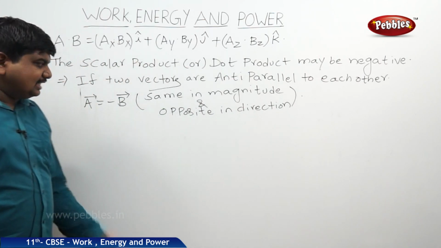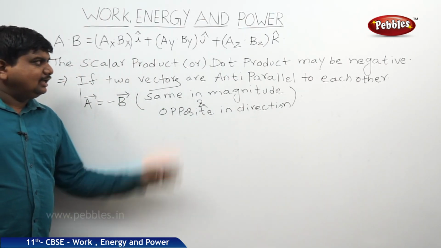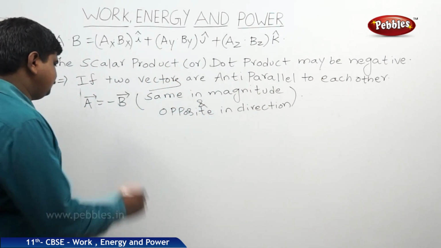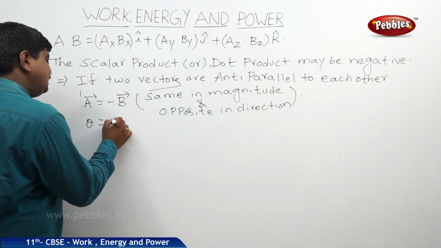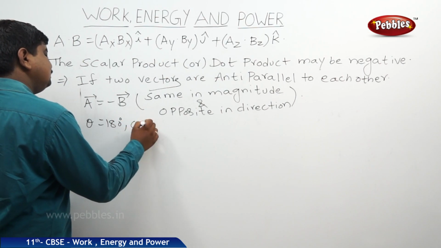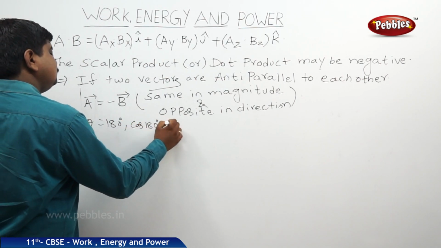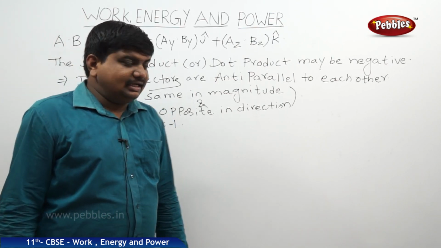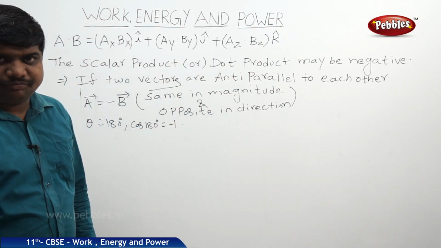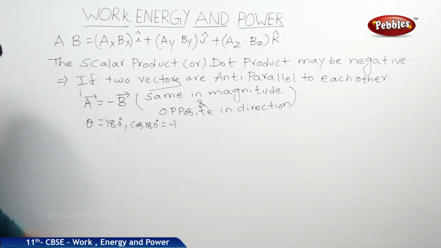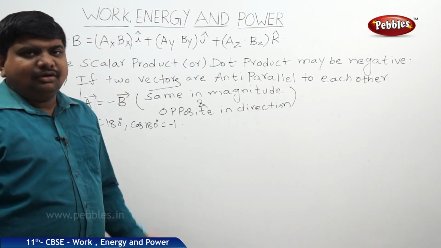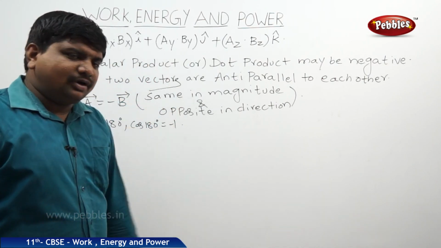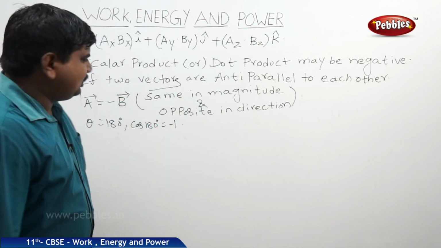So what we can understand from this is, if this is the case where theta is 180, cos 180 is minus 1. So in this case we will get the vector product or dot product of the scalars may be negative also. So these are the rules which we can include in the vector product. What is another rule? The scalar product or dot product obeys the commutative law.